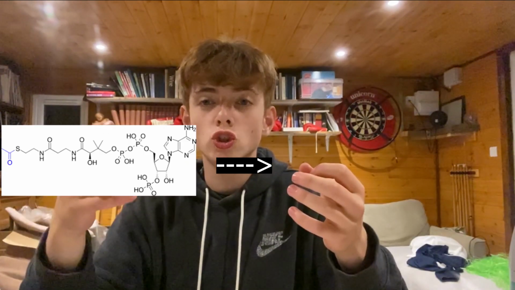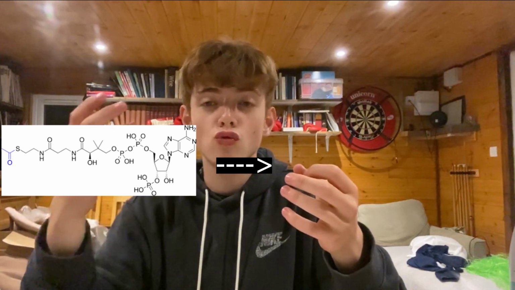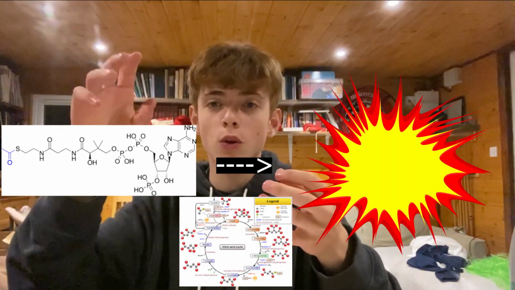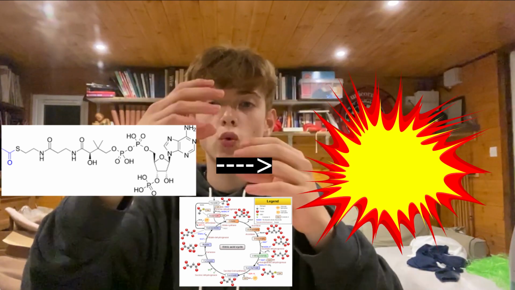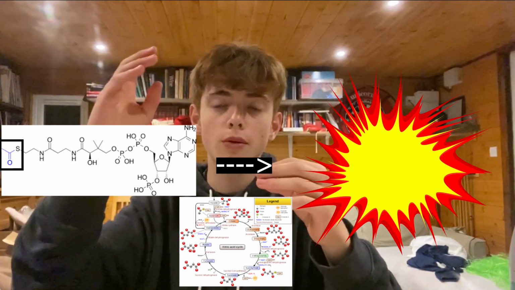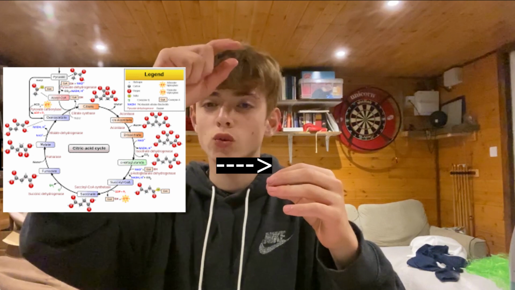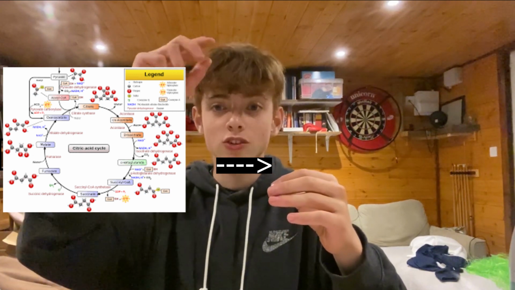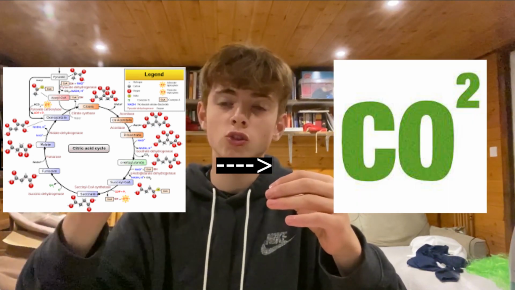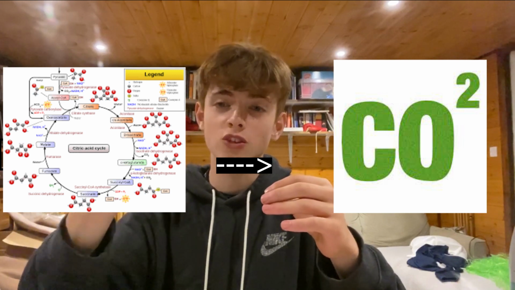But acetyl-CoA, during a respiration process known as the Krebs cycle, ends up being broken down to release the energy that is stored inside of its molecular carbon-carbon bonds. Now, the Krebs cycle is a circular reaction that ends up releasing carbon dioxide during a few of its reactions.